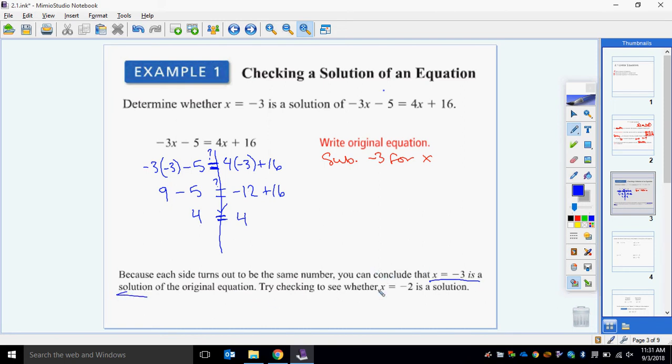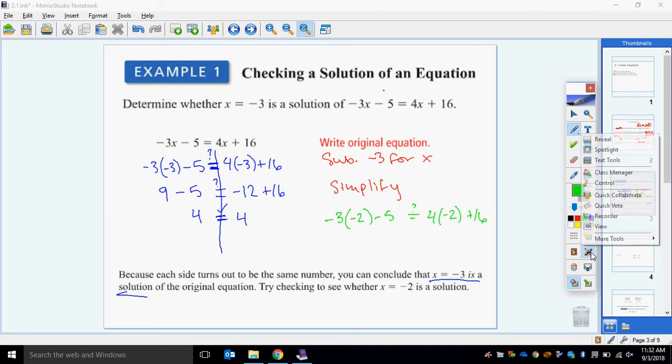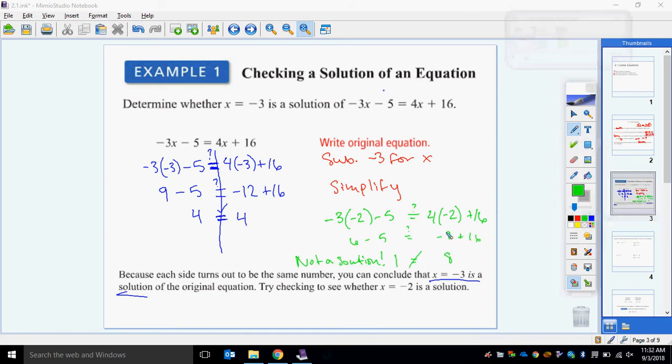Okay, so what would happen if we checked negative 2? So we substituted, we simplified, and then now let's do that with negative 2. I'm going to do it over here so there's more room. So I plug in negative 2 wherever I see an x. I'm trying to decide, are they equal? And I'm going to simplify both sides. You should have found out that it's not a solution. When you plug in negative 2, this side is 1 and this side is 8, and those aren't equal. So negative 2 is not a solution, but negative 3 was.